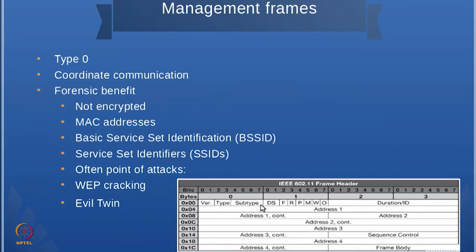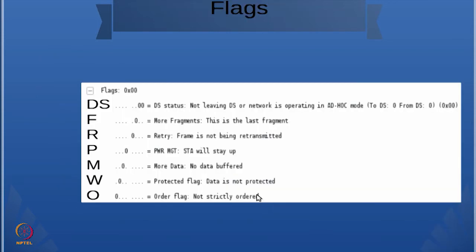So, we will look at the flags. You do not have to remember all these things, but you need to understand what these flags mean. For example, P equal to 0 means the power management flag. Usually your Wireshark will interpret it for you, so you need not remember all these things, but at least you should know what the value of each field means.